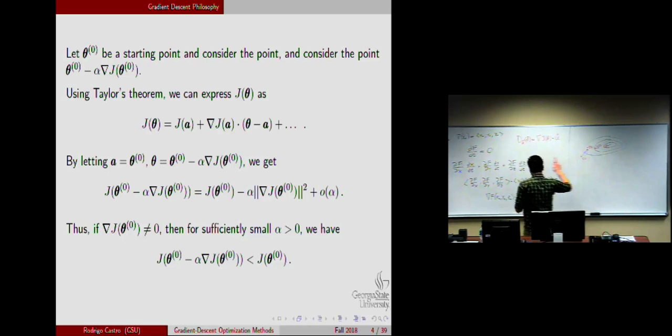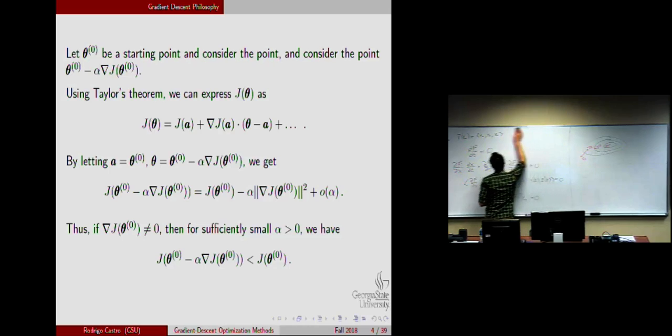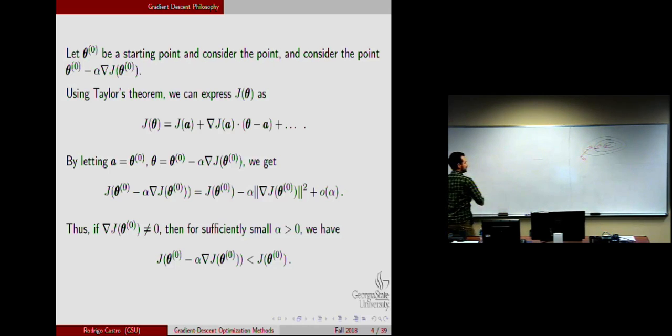So by Taylor's theorem, we can expand that function J. I'm going to use my strange arrows here to denote vectors. After this we will not write it, we'll drop it. Centered at some point A, evaluated at A.